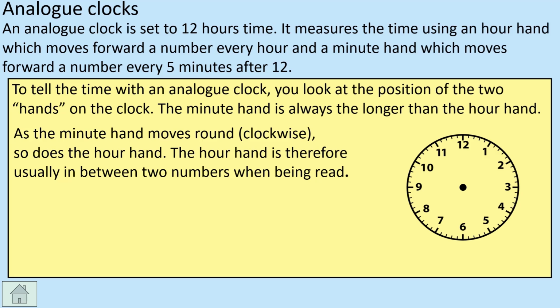So as the minute hand moves around the clock clockwise, so does the hour hand. They both move around, but at different paces. Just looking at my cursor, clockwise would be going around the clock in this particular direction, so that way around. So they both move around in that direction there. All right, hopefully you can see that okay.